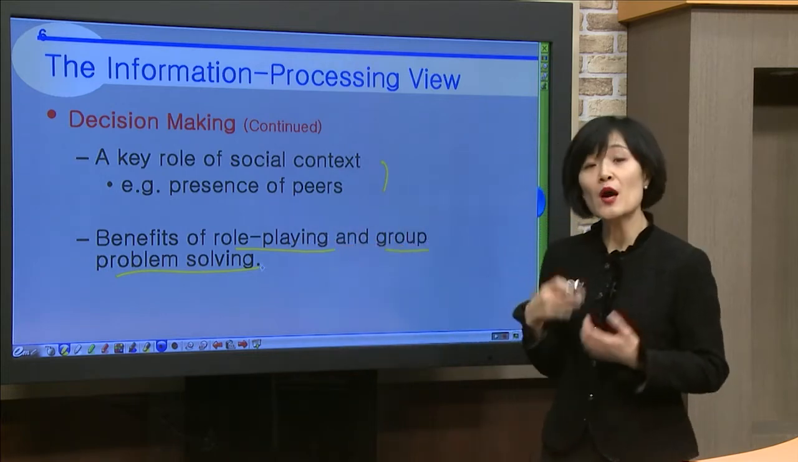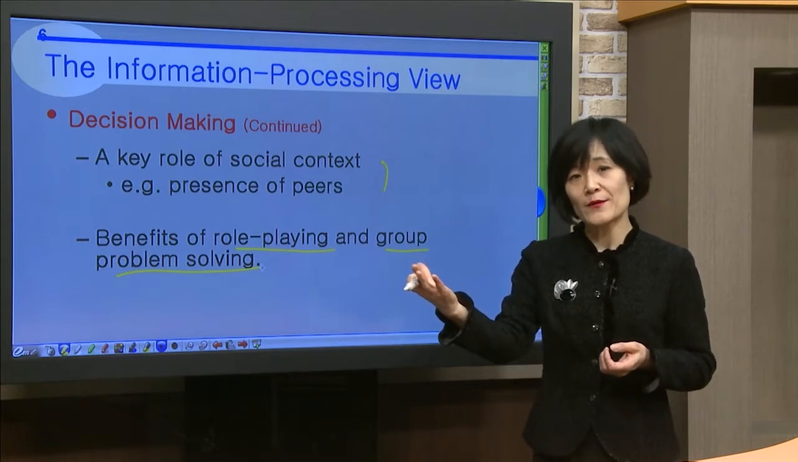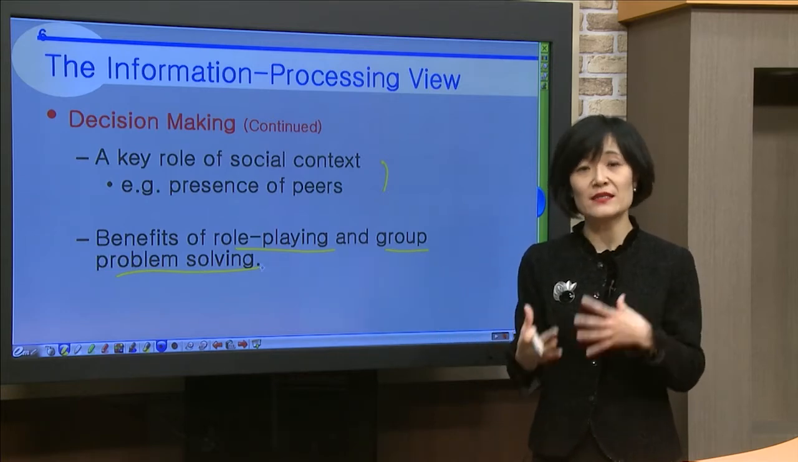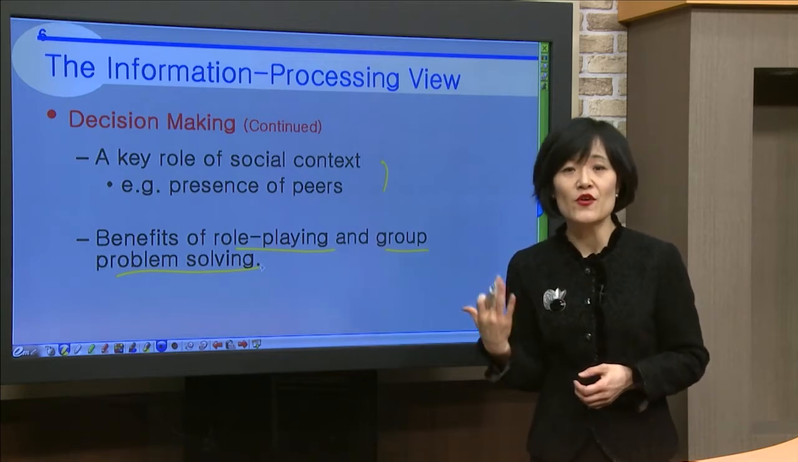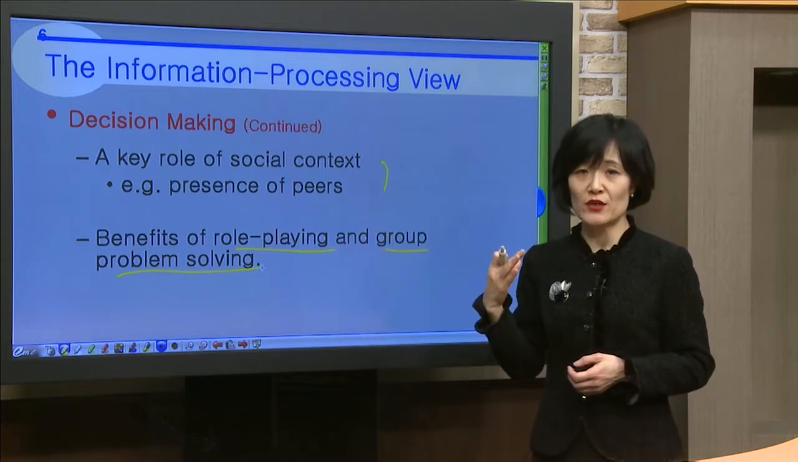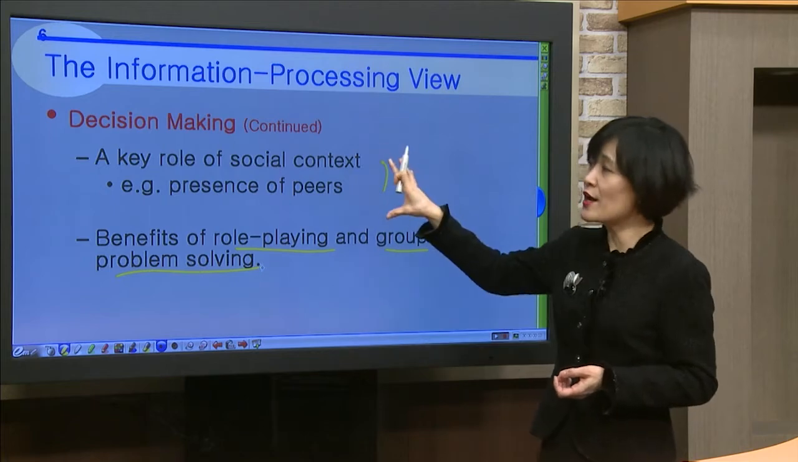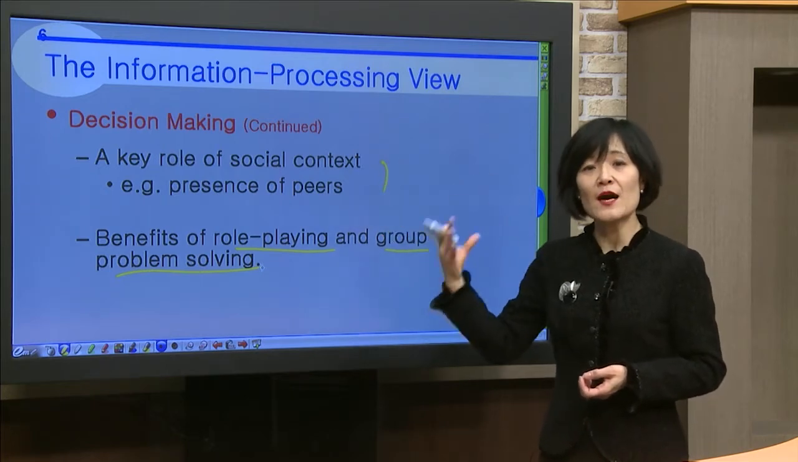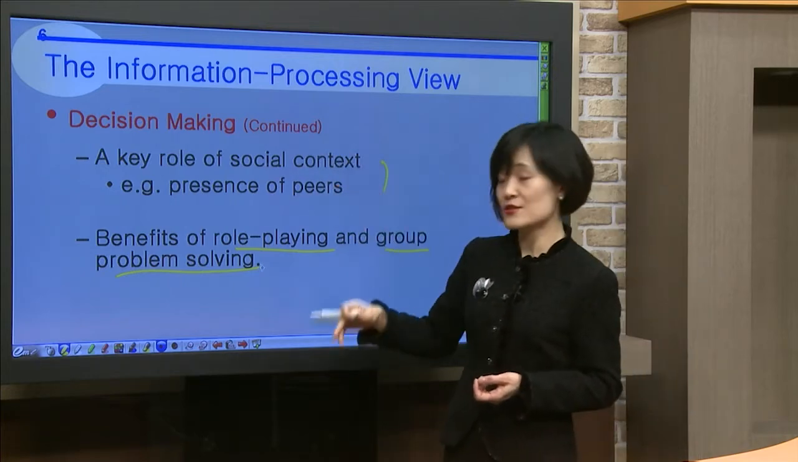And also group problem solving, so you can learn how other students and your friends make decisions and how they use the information in different ways. That is a very good way to increase your capability of good decision-making skills. So that is one of the complex information processing capabilities: decision-making.